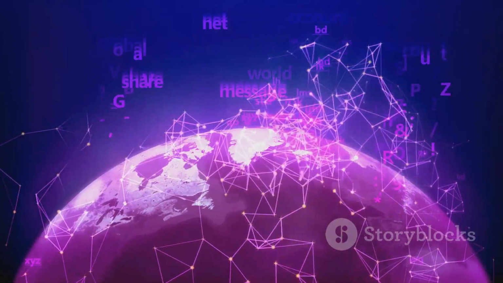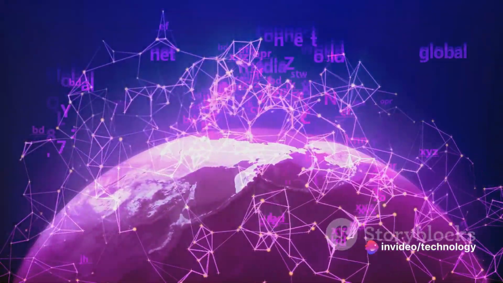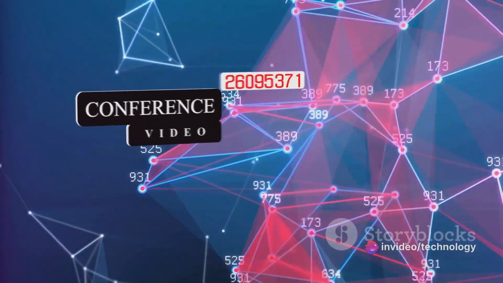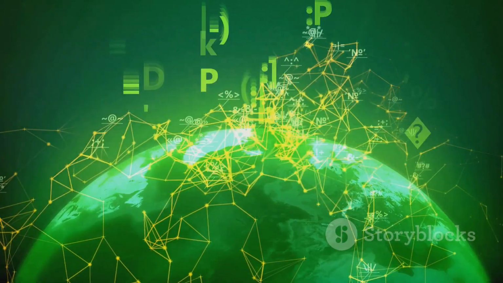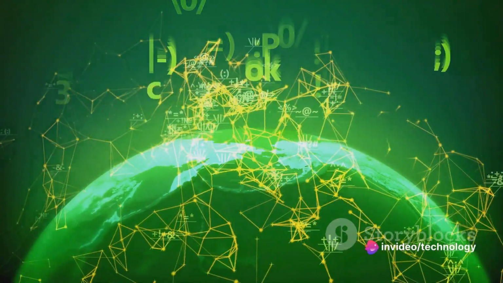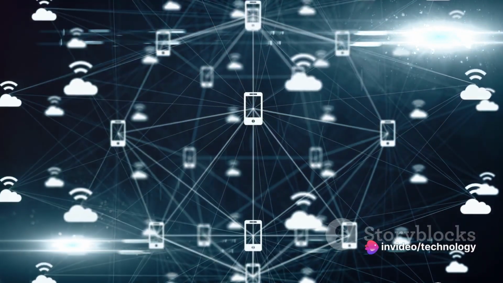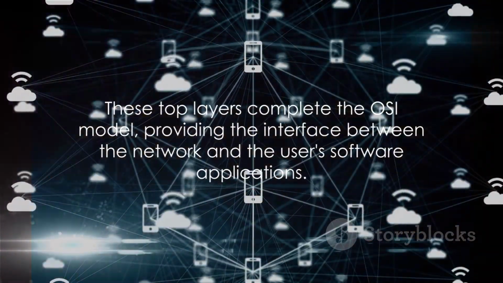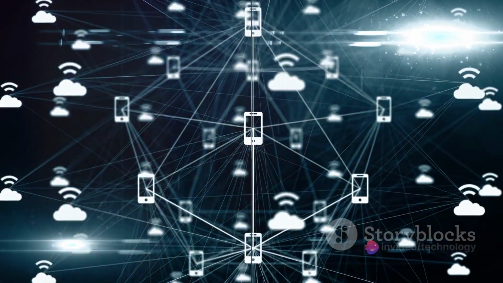In summary, these top three layers each play a crucial role in data communication. The session layer sets up and manages conversations, the presentation layer transforms data formats, and the application layer interacts directly with software applications providing network services. Together, they ensure that communication over a network is smooth, efficient, and user-friendly. These top layers complete the OSI model, providing the interface between the network and the user's software applications.